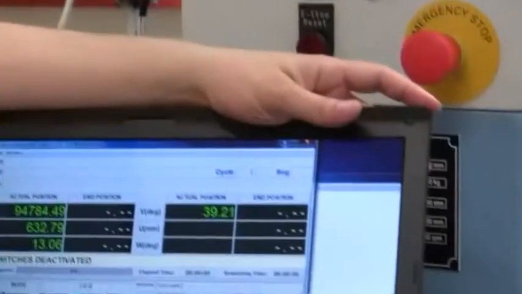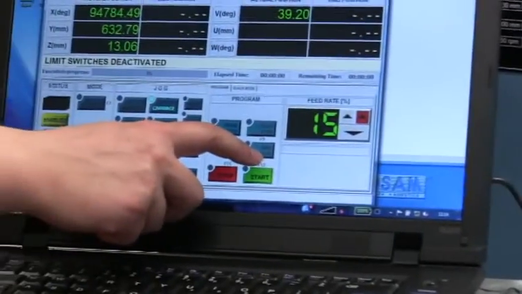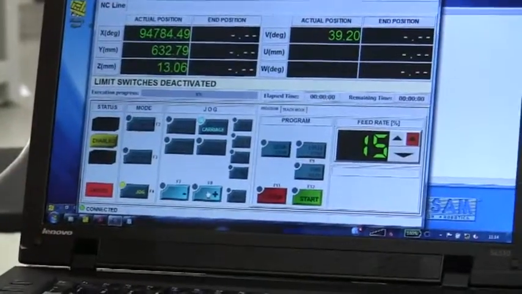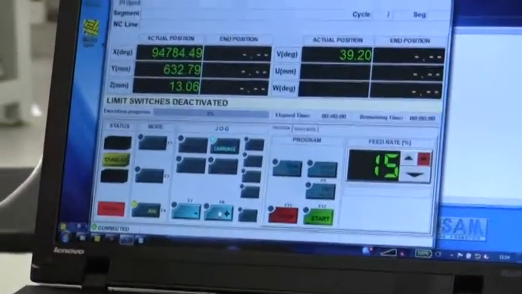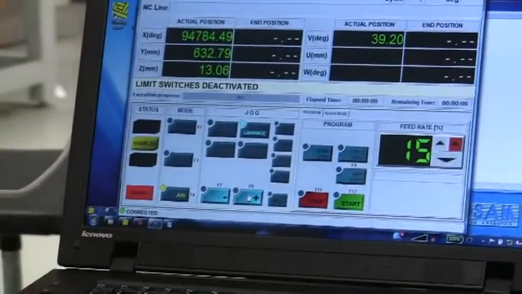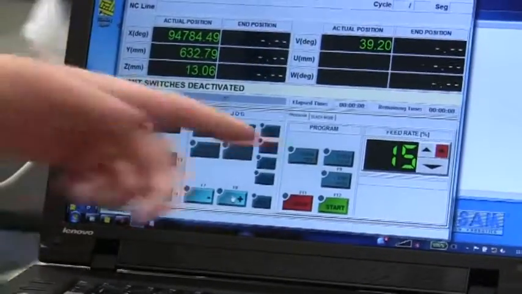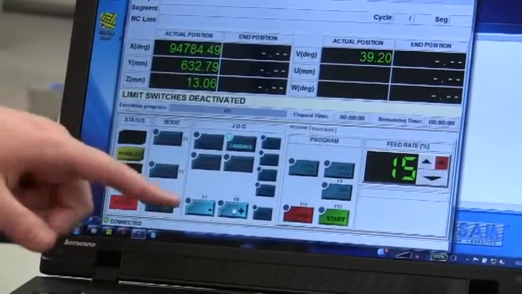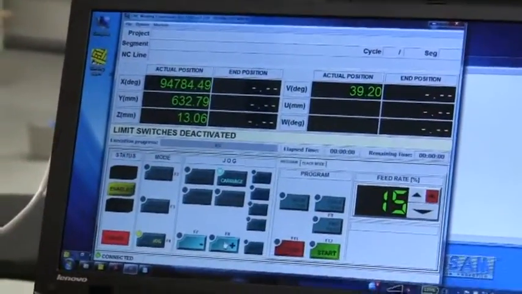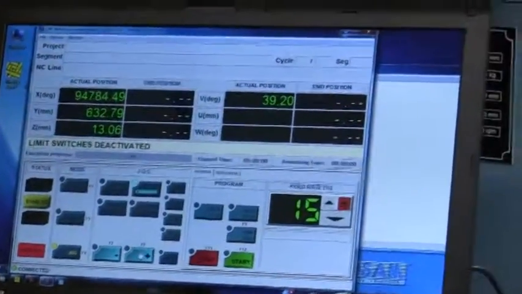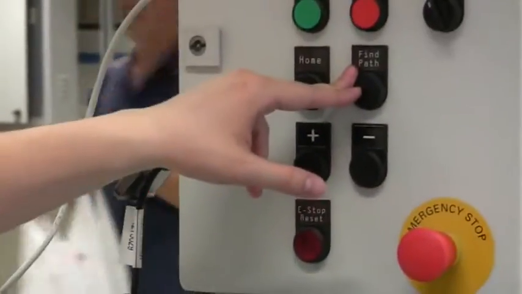The find path button. The find path button is designated for auto mode of work, and it means go to the starting position of the filament winding segment.